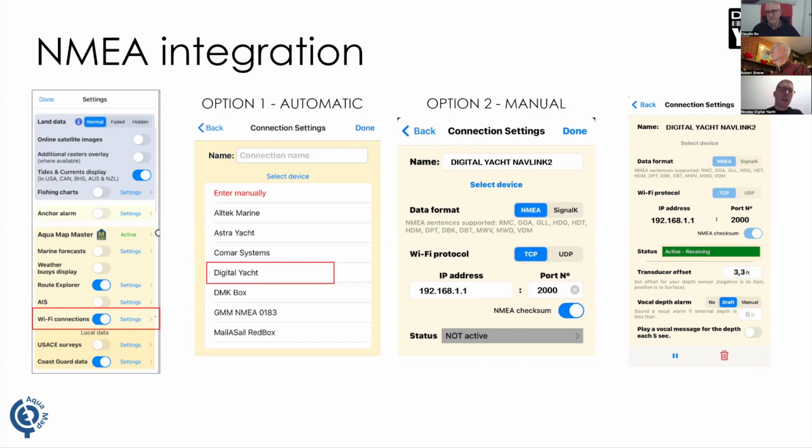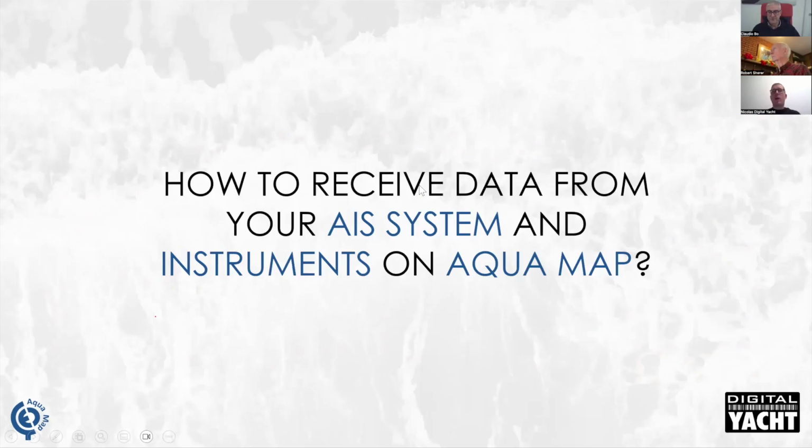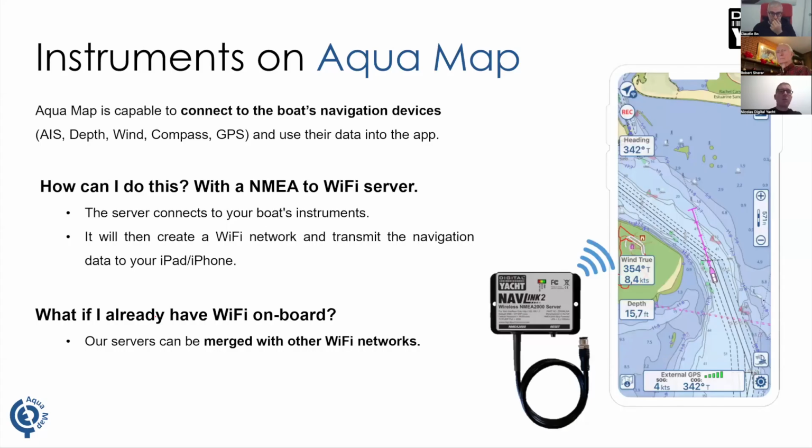Right, thank you, Claudio. For this next part, we are going to explain how to get all your AIS data or any other NMEA data from your instrument sensors onto the AquaMap app. It's quite simple, but how to do it? First off, if you have any sensors on board, AIS, depth, wind, compass, GPS, autopilot, whatever instrument you have on board, you must get what we call an NMEA to Wi-Fi server. Some other people may call it an NMEA multiplexer Wi-Fi or NMEA to Wi-Fi gateway. Anyway, it's the same product.